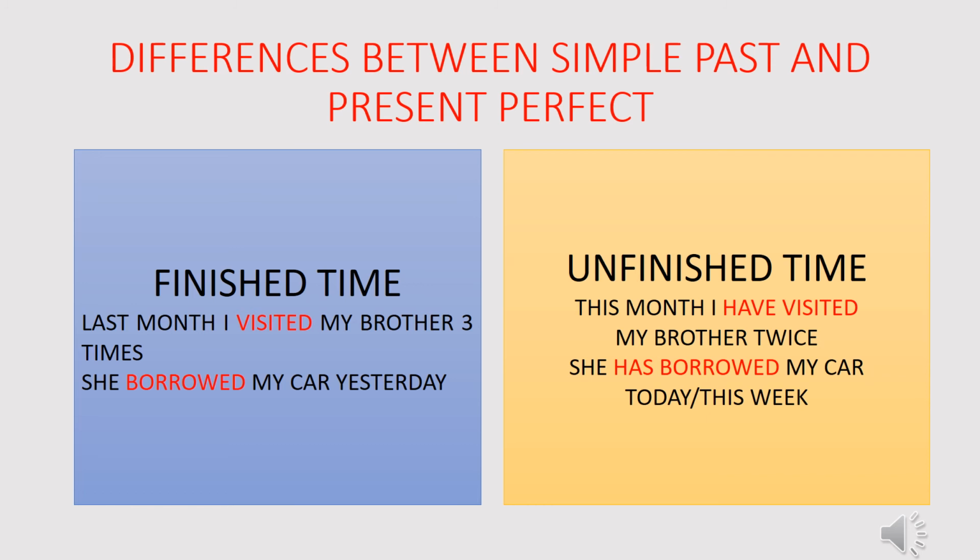Another example. She borrowed my car yesterday. That means she borrowed my car. Yesterday means the time is already finished. When it goes to present perfect, she has borrowed my car today. That means this week. Yes, this is unfinished time.